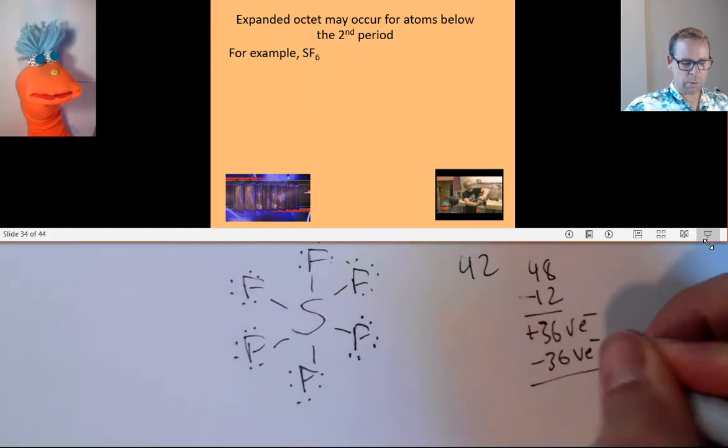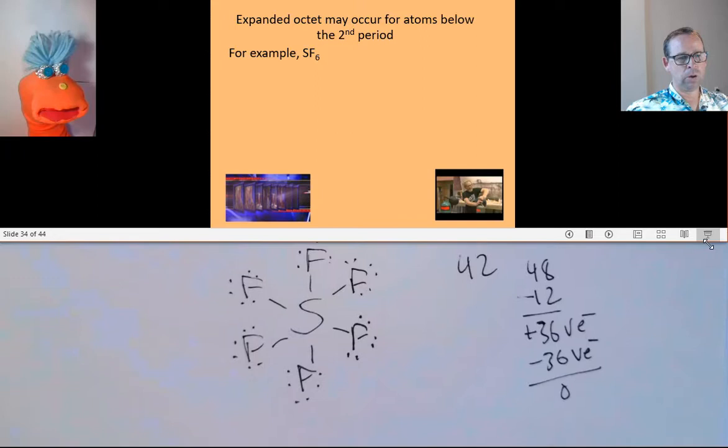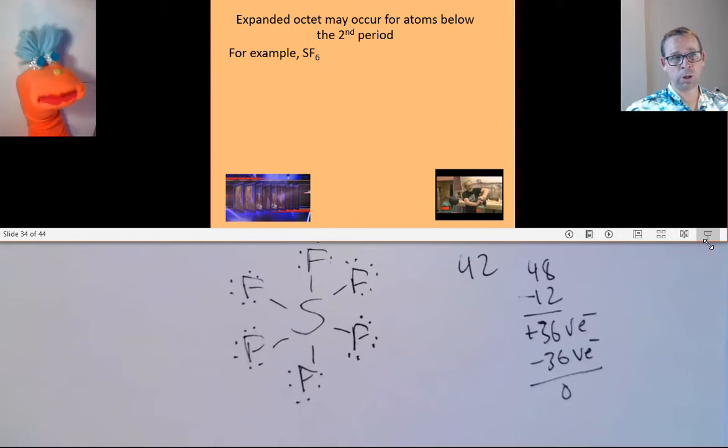How are our formal charges? Let's see. Sulfur brought 6 in the 6th column, and it has right around it 6, so that's 0. Very good. Sulfur has 0 formal charge. Now notice that it has more than 8 electrons available to it. What do we call that? Is that an expanded octet? Very good, an expanded octet.